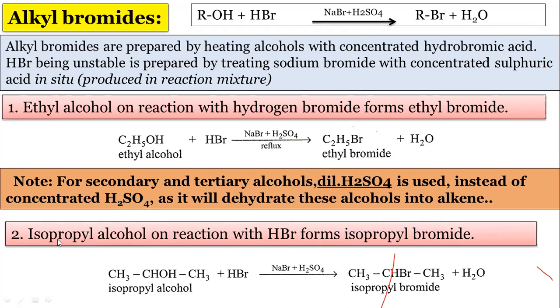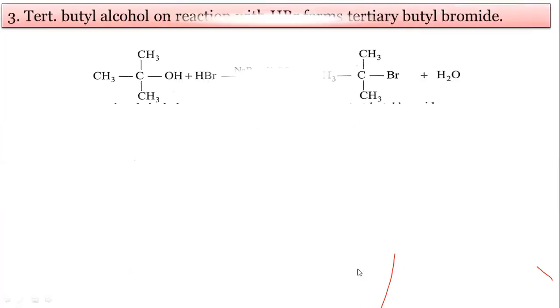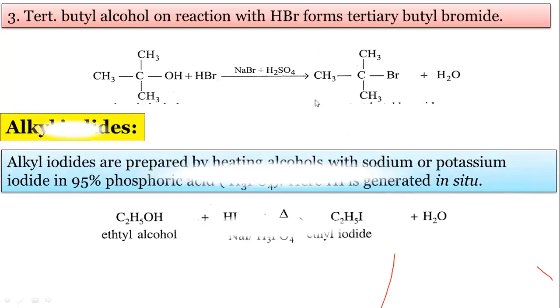Okay. So see this isopropyl alcohol on reaction with HBr. This HBr is prepared in situ by using NaBr and H2SO4. The OH is replaced with Br and we get isopropyl bromide. This is an example of tertiary alcohols. Tertiary alcohol plus HBr, same reaction. OH is replaced with bromine, no change in the reaction.